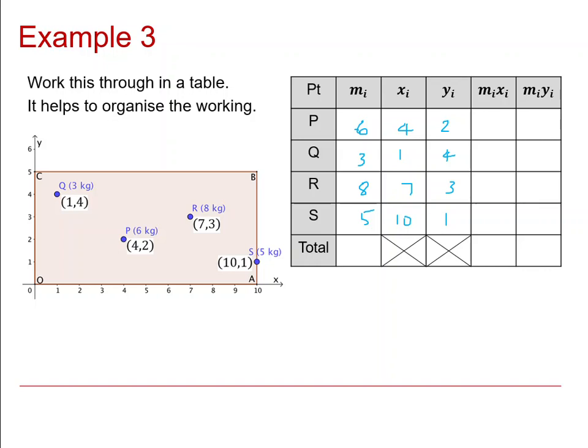So it's going to be 6 times 4 is 24, 6 times 2 is 12, 3 times 1 is 3, 3 times 4 is 12, 8 7s are 56, 8 3s are 24, 5 10s are 50, and 5 1s are 5. So then we want the sum of 22, 133, 53. So we can now write down that x bar, for example, is 133 over 22, and similarly for y bar.